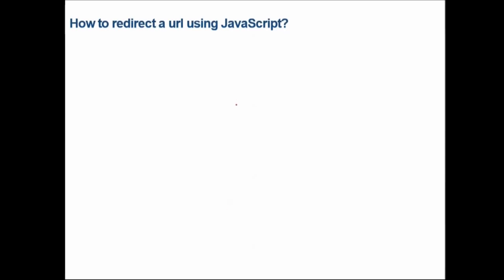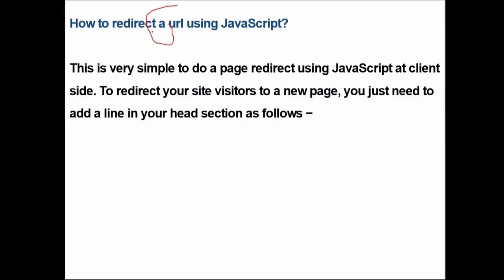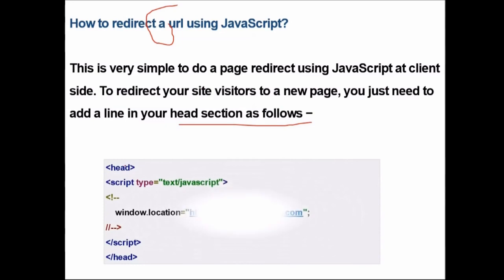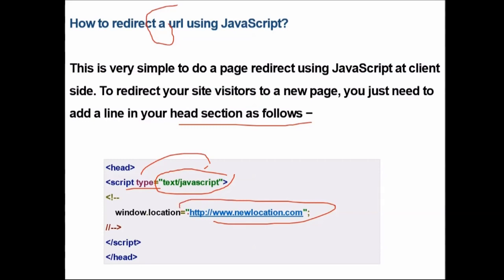Now you may be asked how to redirect a URL using JavaScript. URL is a Uniform Resource Locator. It is very simple to do a page redirect using JavaScript at the client side. To redirect your site visitor to a new page, you just need to add a line in your head section as follows: head, script type is text/javascript. This shows that your script is JavaScript, and you just have to write window.location is equal to the HTTP address, whatever location is there. Okay, window.location is this location.